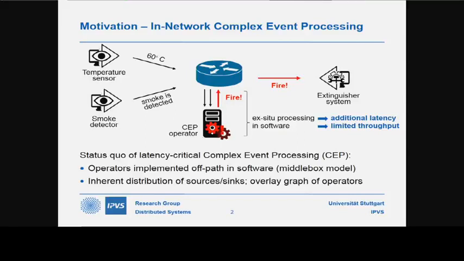Now this basic example does not seem to be most latency critical, but typically real-world CEP applications are, if you think of inferring leading market signals based on stock quotes, for example, or high-frequency trading or network control where you want to react to detected intrusions or network failures. Furthermore, you note that the sources and sinks of these events are inherently distributed, and typically also to increase throughput, the CEP operators are distributed in a graph of operators.